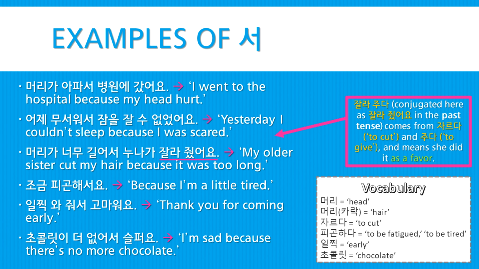머리가 너무 길어서 누나가 잘라줬어요. My older sister cut my hair because it was too long. 잘라주다, conjugated here as 잘라줬어요, in the past tense, comes from the verb 자르다, meaning to cut, and 주다, to give. So it means that she did it as a favor to me.